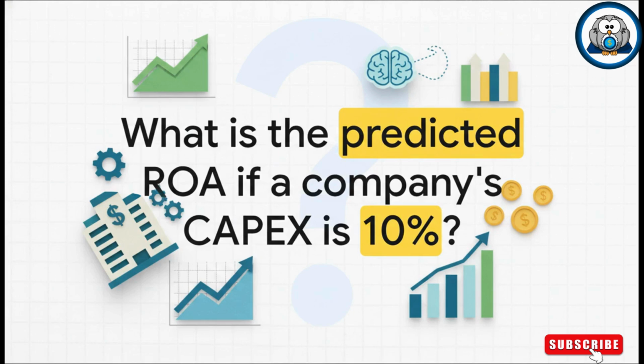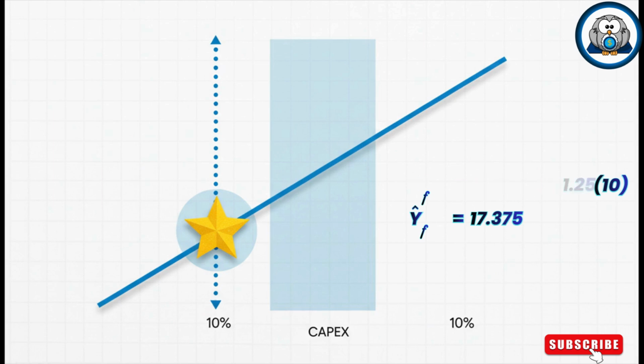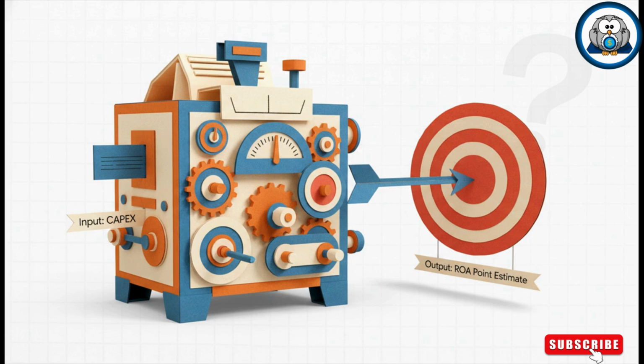Let's say an analyst is looking at a company and their forecast says its capital expenditures are going to be 10%. What does our model predict for its profitability? Well, we just plug the number 10 right into our equation. You take 1.25 times 10, add the 4.875, and boom, our predicted return on assets is 17.375%. But, and this is really important, a smart analyst knows no model is a crystal ball, so they'll also create a prediction interval, basically a range of likely outcomes, to acknowledge that there's always a bit of uncertainty. We call this a point estimate.